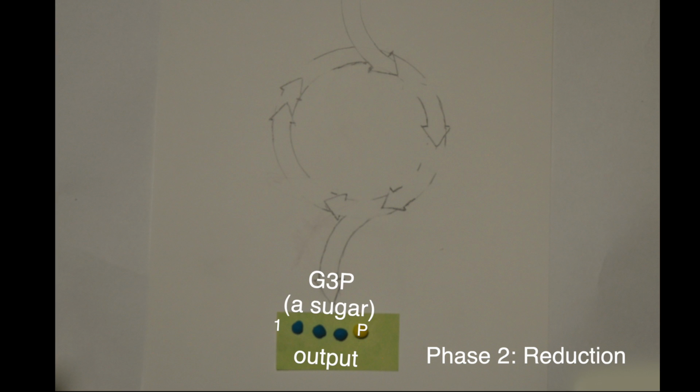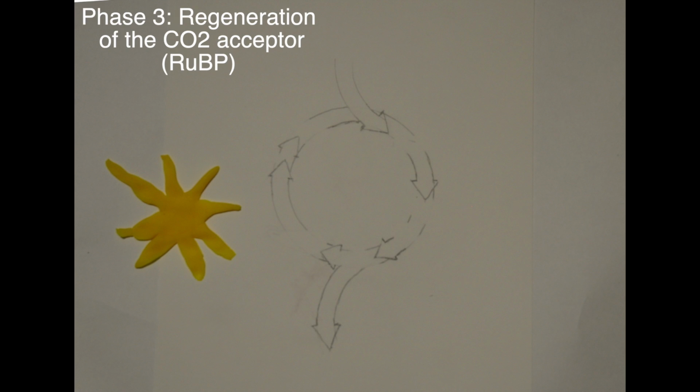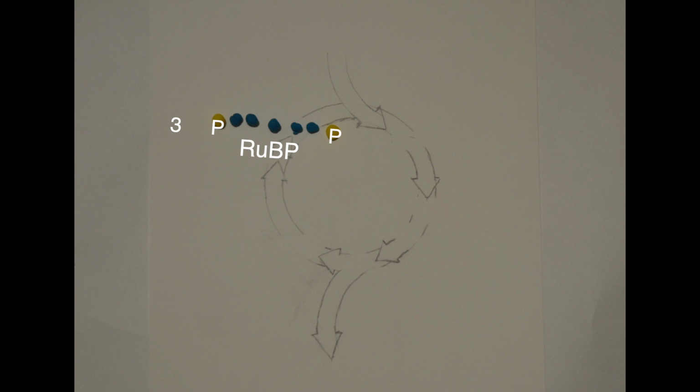However, 1 molecule exits the cycle to be used by the plant cell, but the other 5 molecules must be recycled to regenerate the 3 molecules of RuBP, also known as ribulose bisphosphate. Finally, the last step of the Calvin cycle is phase 3, regeneration of the CO2 acceptor, ribulose bisphosphate. The cycle uses up 3 more molecules of ATP to rearrange the carbon skeletons of 5 molecules of G3P into 3 molecules of ribulose bisphosphate. Once formed, the cycle is ready to receive CO2 again, and the cycle continues.